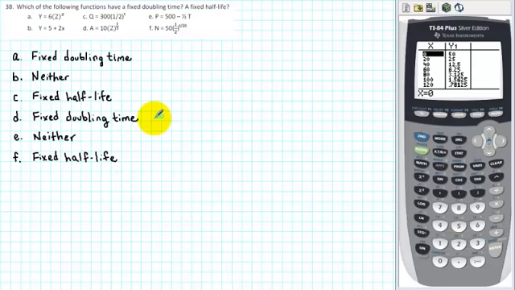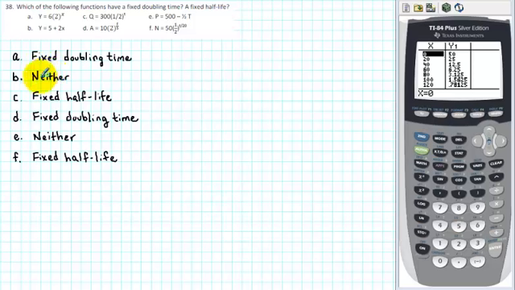Looking over our answers, we might note some important concepts. In A and D, there was a fixed doubling time. What did the functions look like for A and D? Well, each of them are exponential functions, and in particular, they're exponential growth functions. So exponential growth functions have a fixed doubling time.